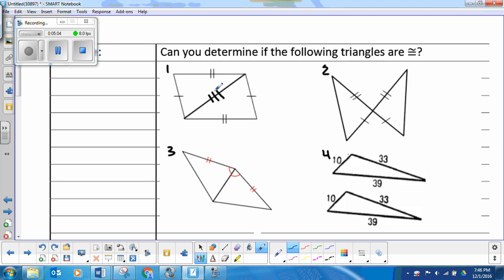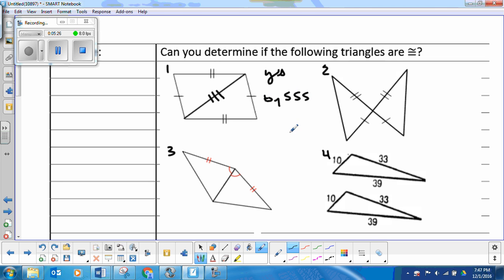If I were to break these two triangles apart, this third side would actually share the same value between both triangles. So I'm going to look and see I've got 1 mark, 2 marks, 3 marks, and then 1 mark, 2 marks, 3 marks, or say to myself side, side, side. So I would say yes, are they congruent? Yes, by the side, side, side postulate.